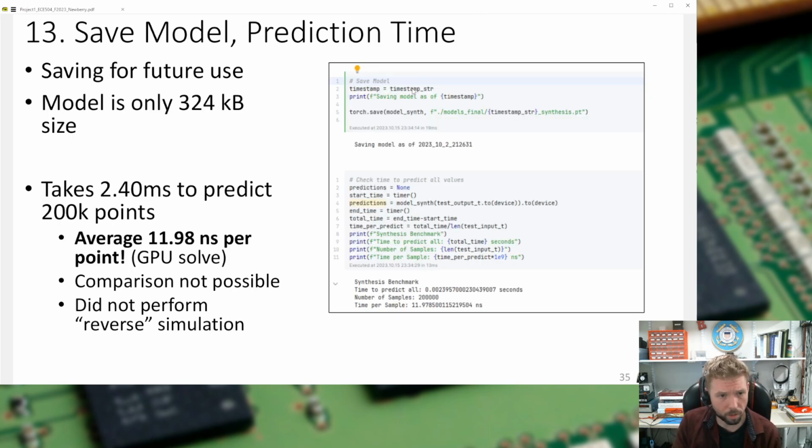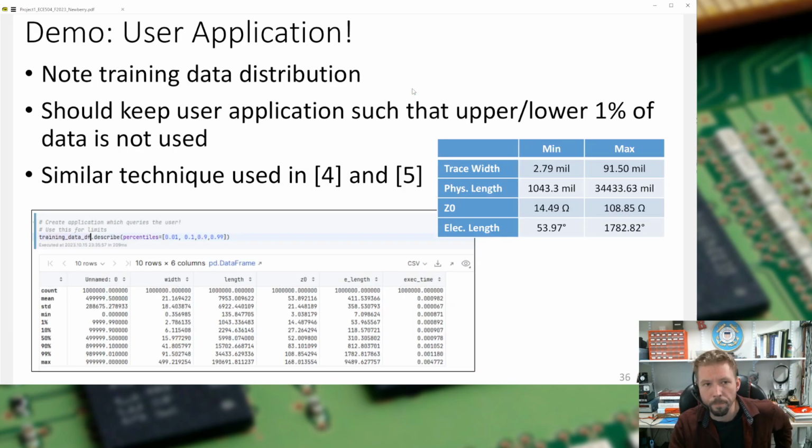So I saved this model. Computation time was on the same order. It was 11.98 nanoseconds per data point. Now I can't really compare this to a simulation per se because I didn't perform any type of reverse simulation synthesis. I only had the one set of simulated data. So I'd love to demo this.